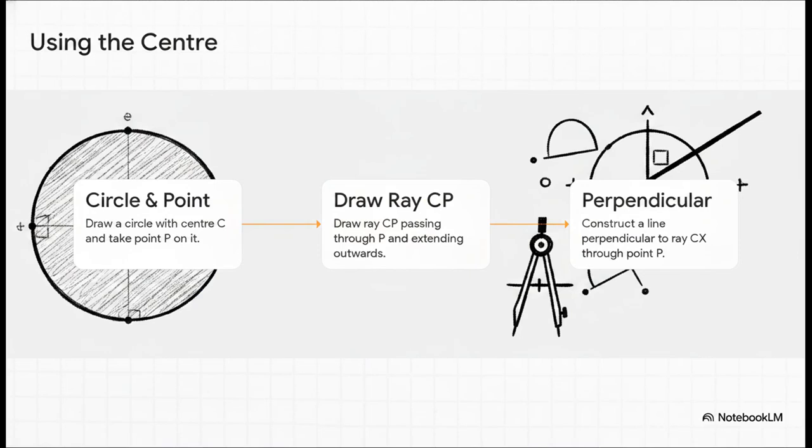Let me slowly and deliberately walk you through the practical steps. Step 1, you just draw a circle with center C and take any point P on its boundary. Step 2, for our convenience, draw a ray starting from C, passing straight through P and extending outwards. Let us call this ray CX. And finally, step 3, using your compass, construct a line L that is strictly perpendicular to ray CX, ensuring it passes exactly through point P.